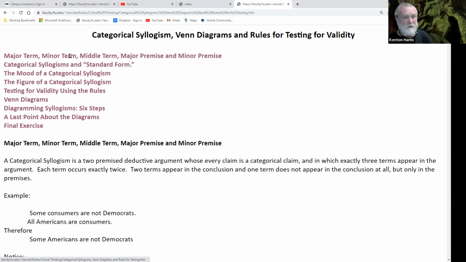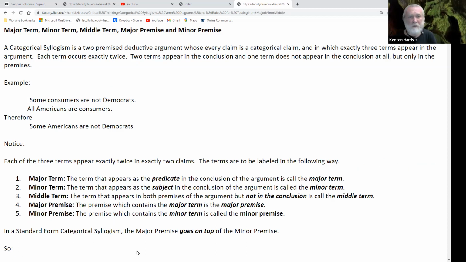So we begin with this: major term, minor term, middle term, major premise, minor premise, right? Did I actually explain what a categorical syllogism is? Perhaps I didn't. But anyway, a syllogism, we know, is an argument that has two premises and one conclusion. That's just what the word syllogism means. What makes a categorical syllogism is that all of the claims in the syllogism are categorical claims. Again, there are A claims, I claims, O claims, or E claims, from our previous lecture.